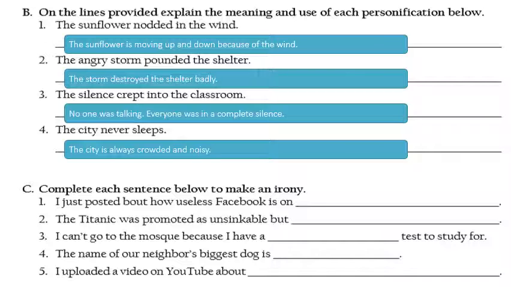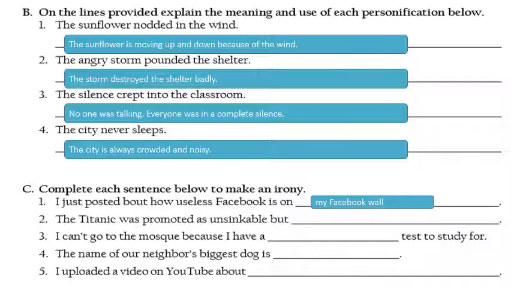See, and the last exercise, complete each sentence below to make an irony. I just posted about how useless Facebook is on. To make it irony, where would you post something useless about Facebook? Also on my Facebook profile or on my Facebook wall. This shows sarcasm, the opposite of what you're doing. How could you post that Facebook is useless on Facebook? So at the same time, you're using Facebook.